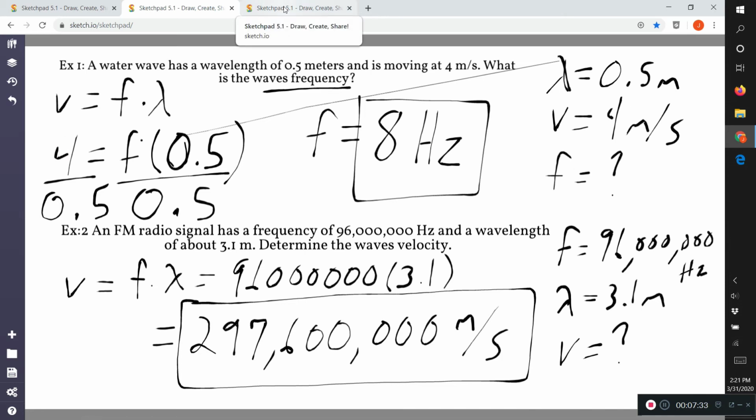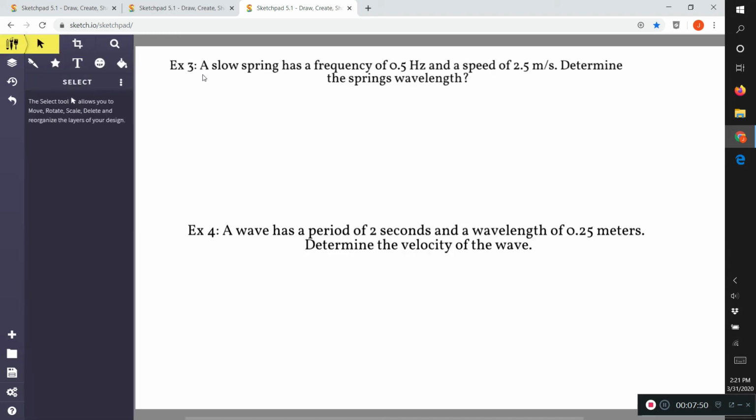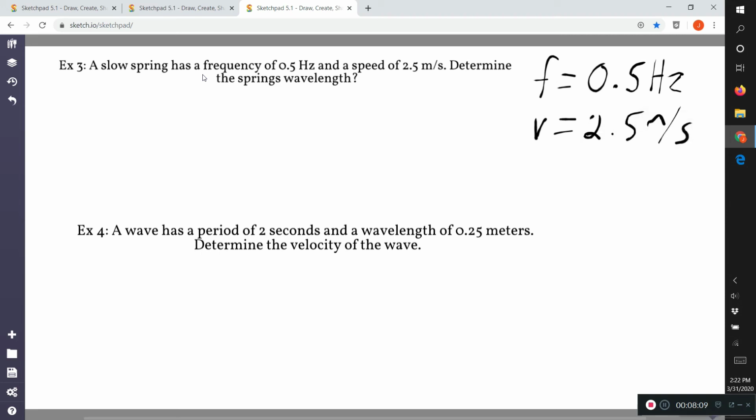Let's go into a couple more examples. A slow spring has a frequency of 0.5 hertz, so it's 0.5 waves per second. So that means one wave every 2 seconds. Our frequency is 0.5 hertz, and it has a velocity. Speed and velocity can be synonymous in this case. 2.5 meters per second. We need to determine the spring's wavelength. We want to find lambda.